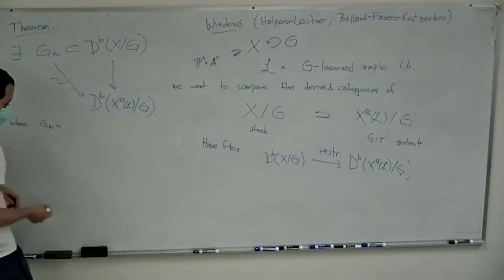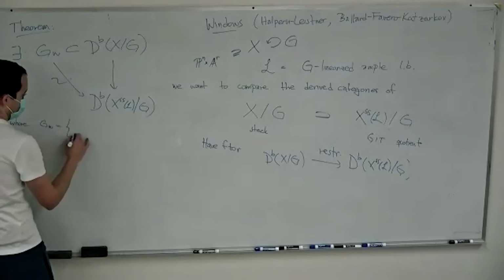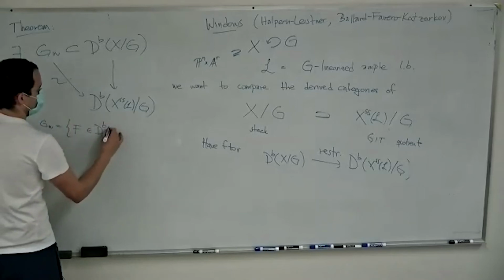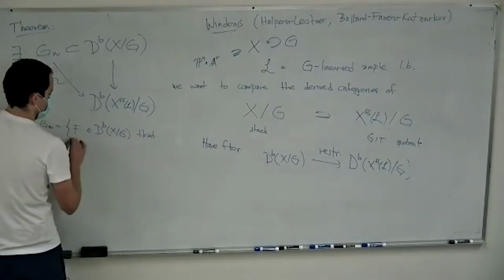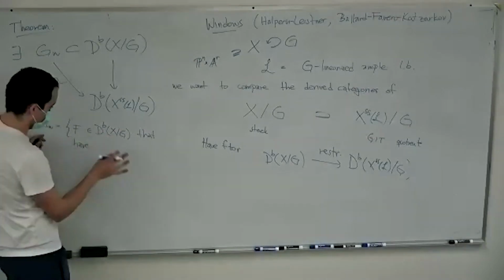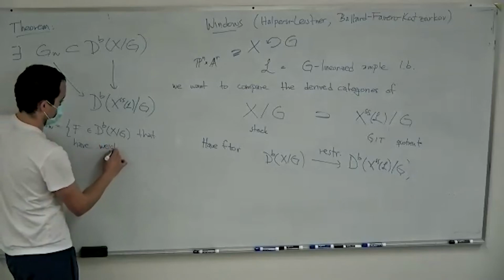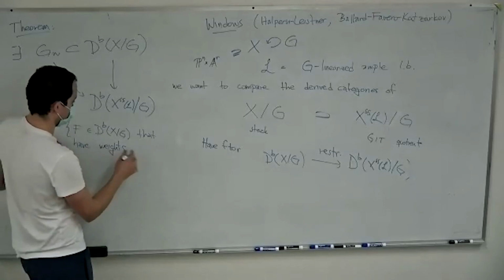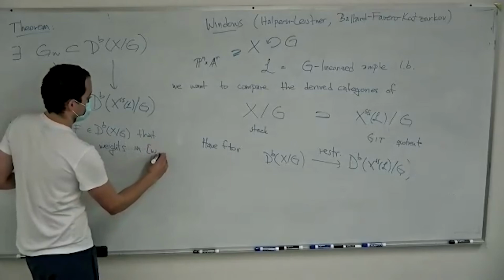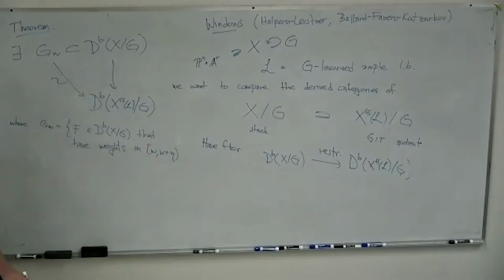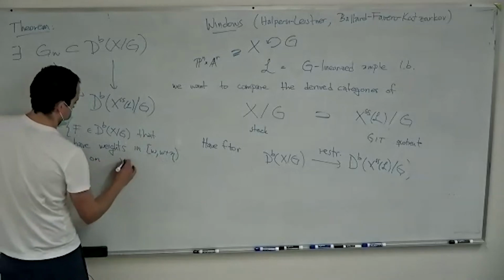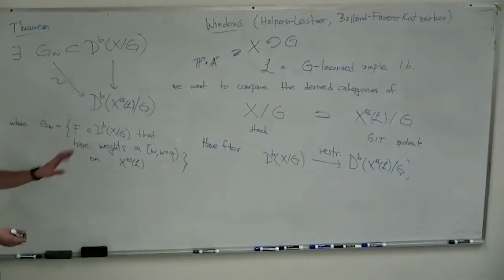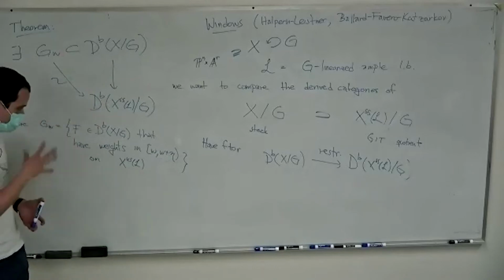So let's say that the window category is like F in, the objects that have some weights in W plus eta. I'm not going to say what eta is. And on the unstable locus, it's something that you have to measure, so that you can make sure that you have some control over the unstable locus, and then on the stable locus and the semi-stable locus, you have what you want.